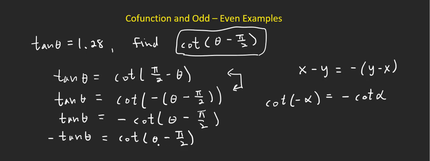Now this is what we're looking for, cotangent of theta minus pi over 2. What is cotangent of theta minus pi over 2? That's negative tangent theta. And what is our tangent theta? Well, they said it's 1.28. So what is the answer? And the answer will be negative 1.28.